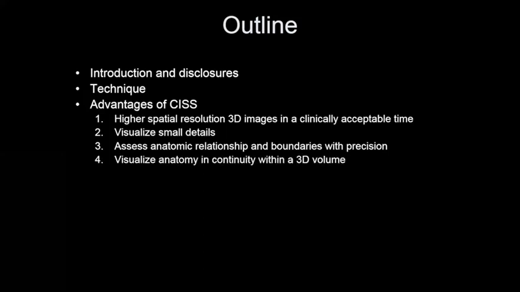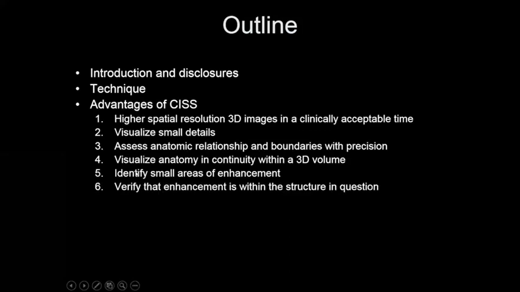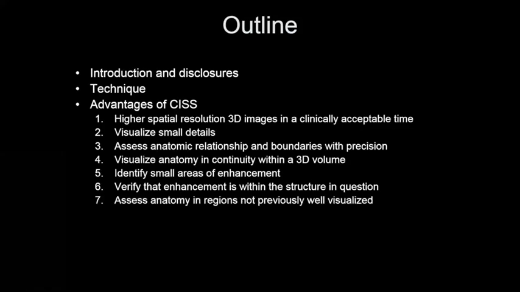We can visualize anatomy in continuity with a 3D volume, which is to say that we can follow a cranial nerve, for instance, from its point of apparent origin, often to its destination or near its destination. We can identify really quite small areas of contrast enhancement, and we can verify that that contrast enhancement is in fact within the structure of interest rather than being an adjoining vessel, for instance.